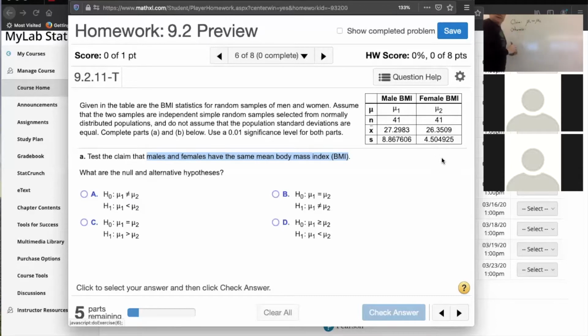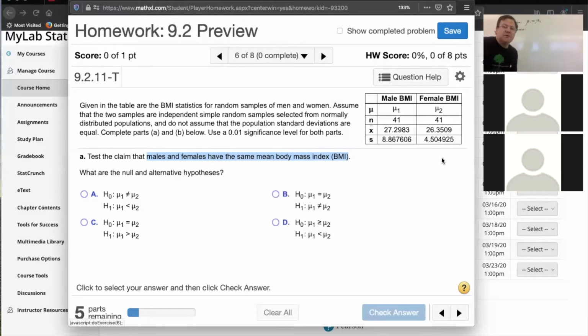Why did you say that? Because when I look at the mean, it's 27.2983 for mu1, and the other one is 26.3509 for mu2. I see. Well, the 27.2 is a sample mean, and the 26.3 is a sample mean. That's completely separate from the claim. So the claim is not describing the samples. The claim is describing the populations. Does that make sense?